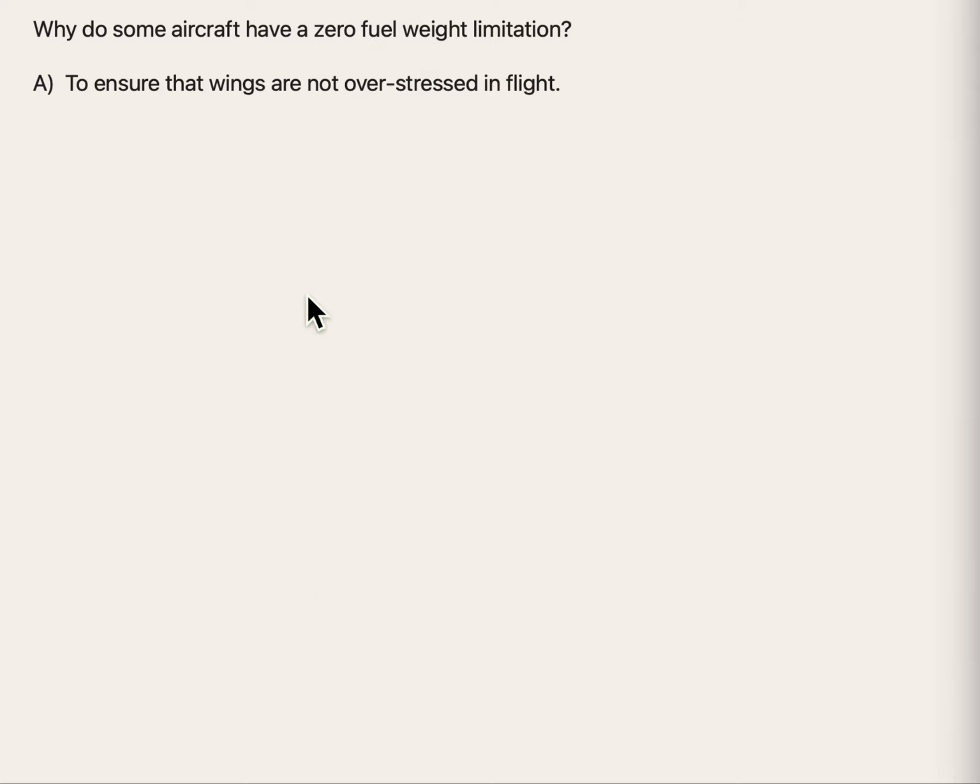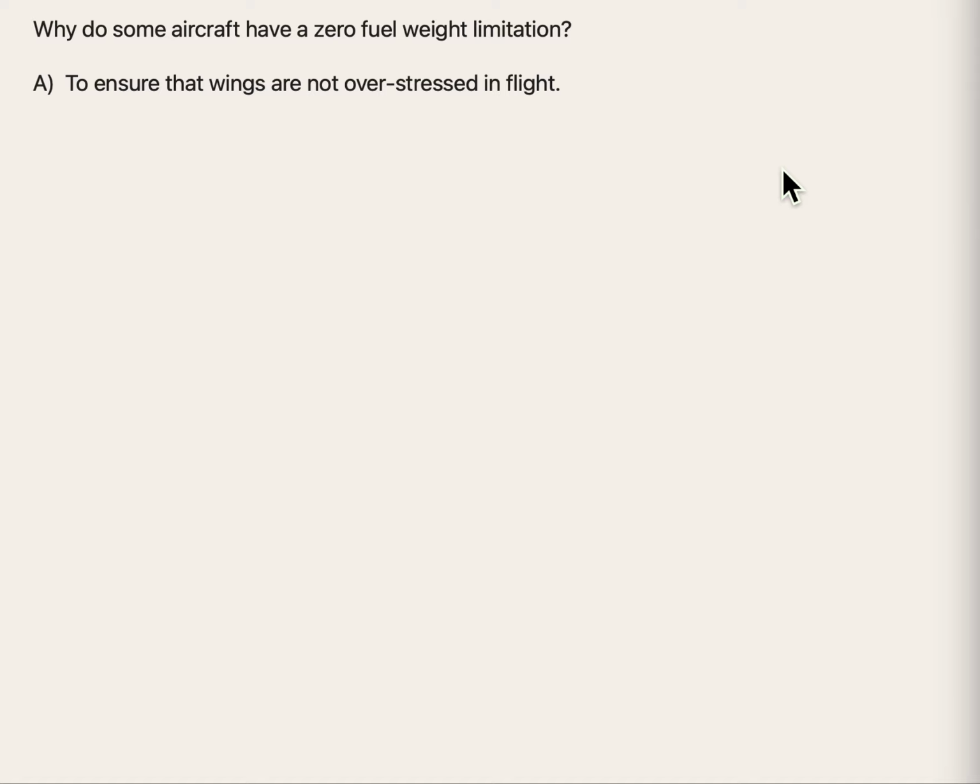Why do some aircraft have a zero fuel weight limitation? This is to ensure that the wings are not overstressed in flight. The multi-engine airplane is where most pilots encounter the term zero fuel weight for the first time. Not all multi-engine airplanes have a zero fuel weight limitation published in their POH, but many do. Zero fuel weight is simply the maximum allowable weight of the airplane and payload, assuming there is no usable fuel on board.